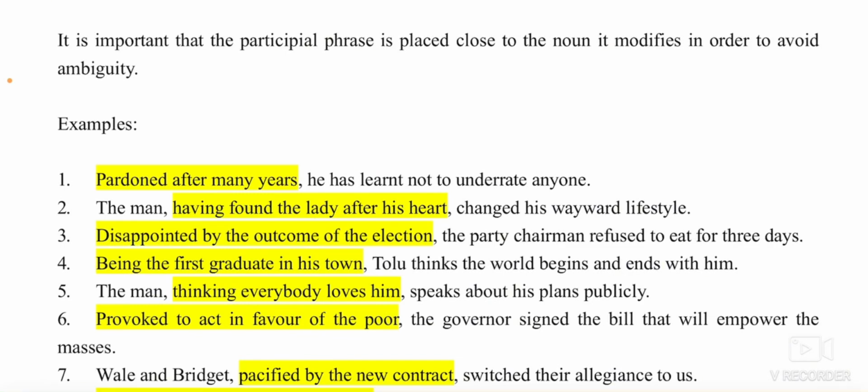The man, that's the second example. Having found the lady outside has changed his wayward life. Don't forget, I can remove this participial phrase and the sentence will still make sense. I can say the man changed his wayward lifestyle. Yes, it still makes sense. But what made him change his wayward lifestyle? It is unknown. Then, having found a lady after his heart. Having found a lady after his heart. Don't forget having here ends in ing, then we can say it is a present participle.